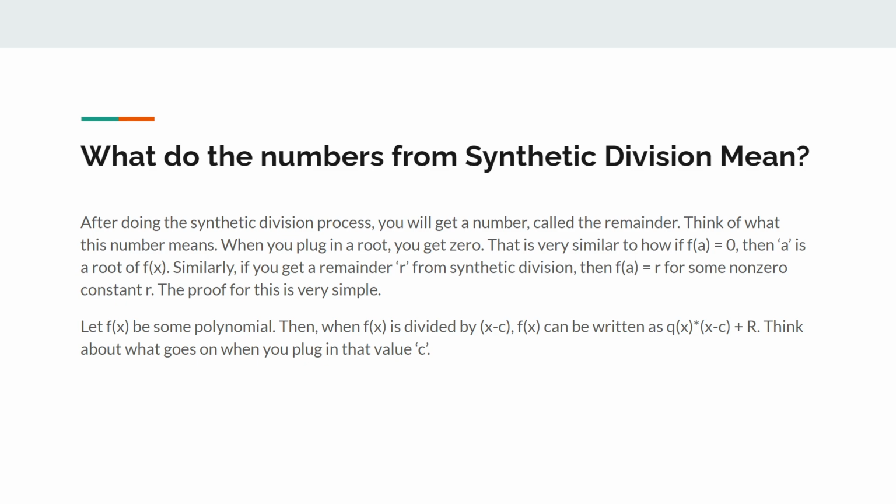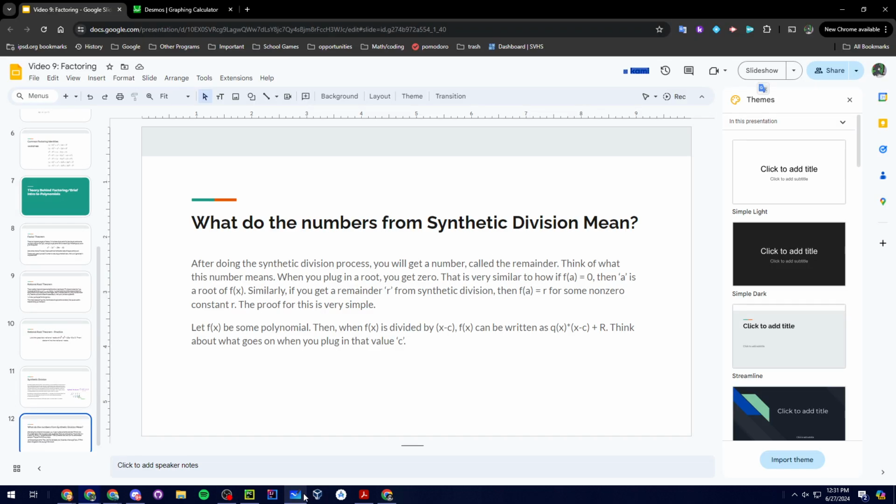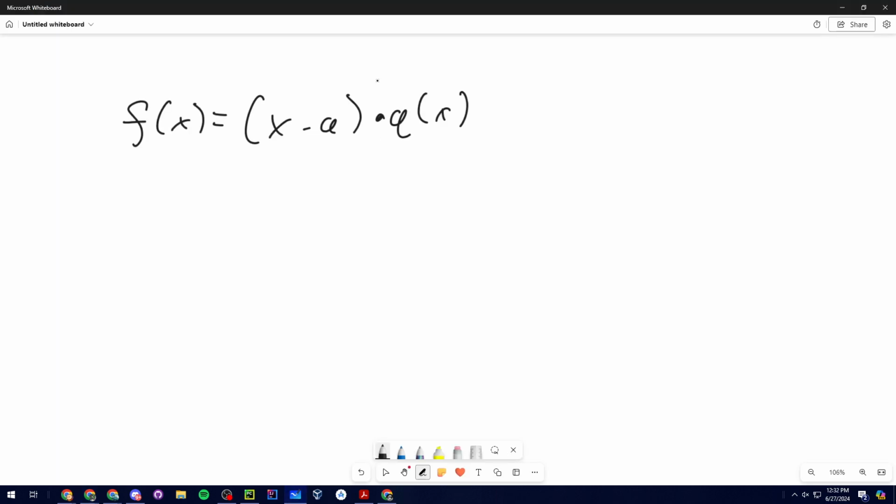So let f of x be some polynomial. Then this is just the proof, right? Let's say we have a polynomial f of x, I'll just write this here. So f of x, we know, can be rewritten in the form x minus a times q of x, and then plus your remainder, right? That's just how it works, right?